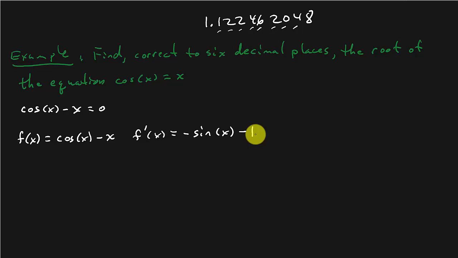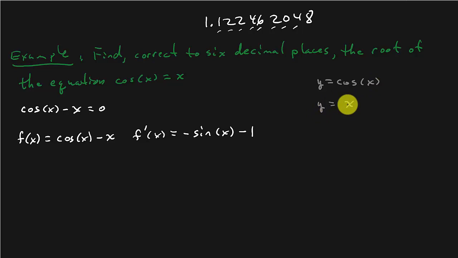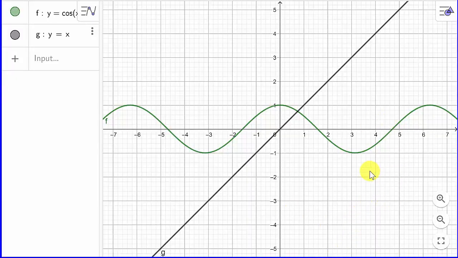So on this one, we could graph it. We could graph cosine x, and we can graph x. So I'm going to graph y equals cosine x, and I'm going to graph y equals x on the same coordinate system and see where they intersect. And I've done that already with some software.